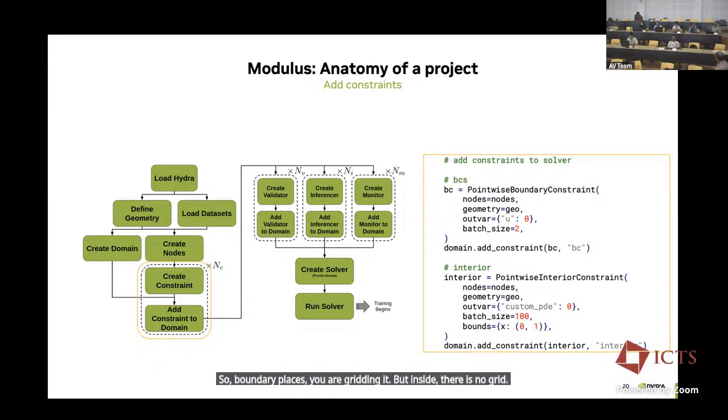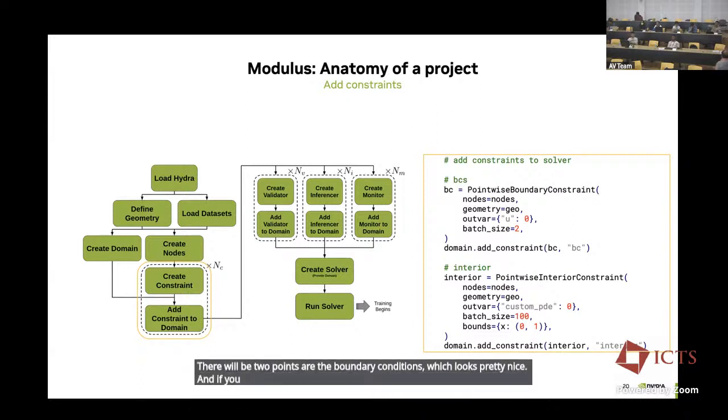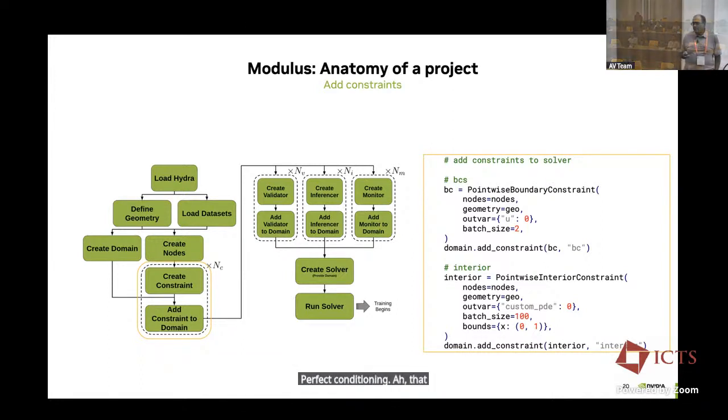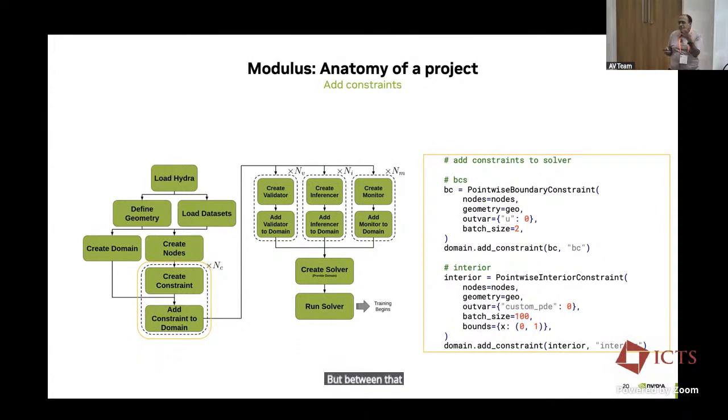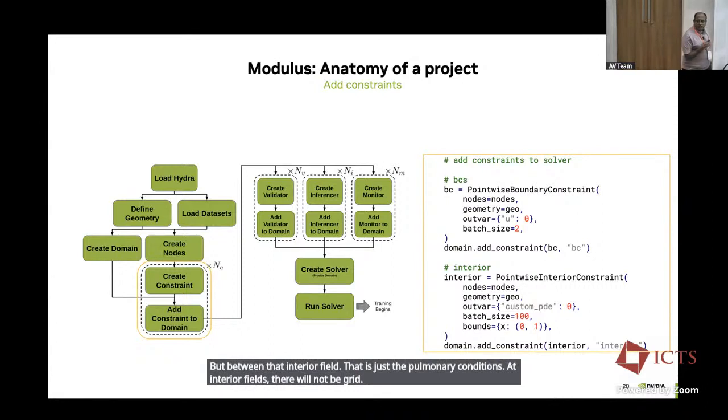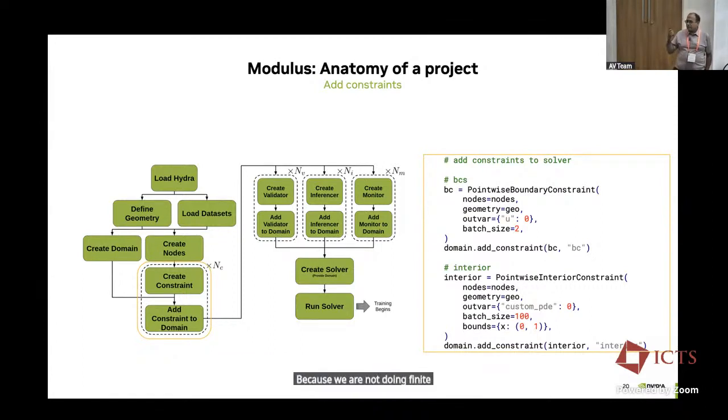I'm just concerned because here only two points are the boundary condition. It looks very nice. But if you have a whole field of boundary condition, that will be gridded. That will have grid points, at least at those geometries you have to import. But in the interior fields, there will not be a grid, because you are not doing finite difference or finite volume here. You are directly auto-differentiating.